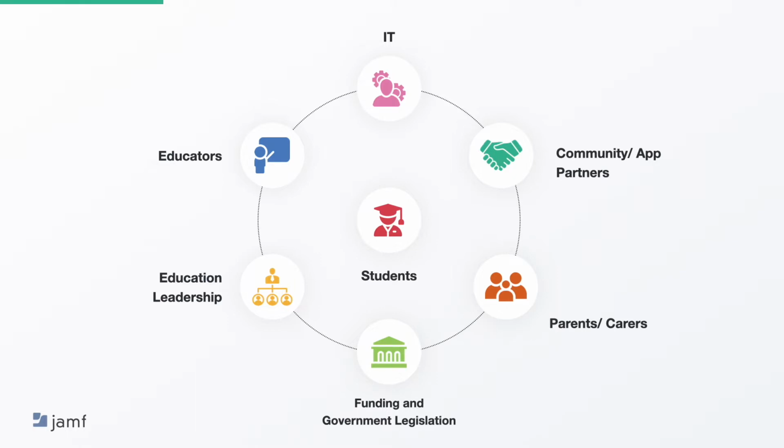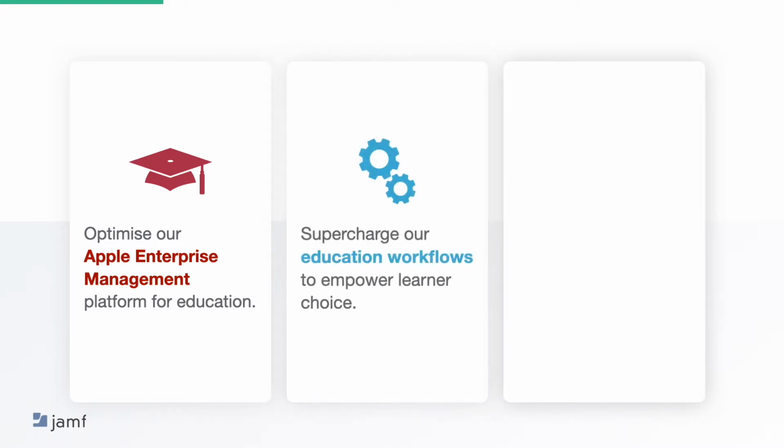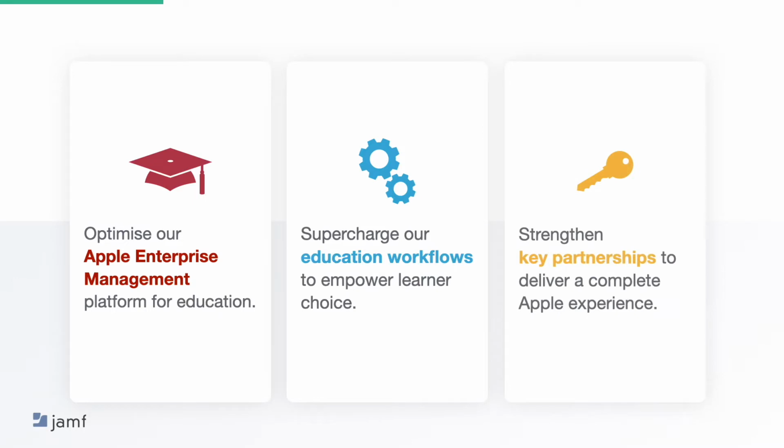And we have tools and interactions and services that meet all of those personas in some way or another. Now, the three pillars that we use in order to help build out this whole product experience for education are that we want to optimize our Apple Enterprise Management Platform for education. We supercharge our education workflows to empower learner choice, and we strengthen key partnerships to deliver a complete Apple experience.